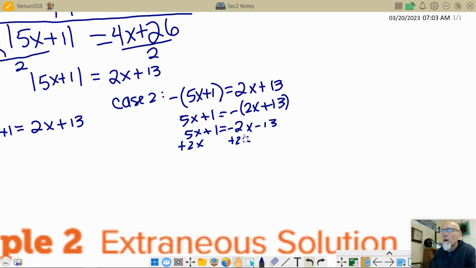And so I don't know why I started solving case 2. We got to solve both of them. I started solving case 2 first, but I don't know, I got excited about this one over here. And so what do we got?